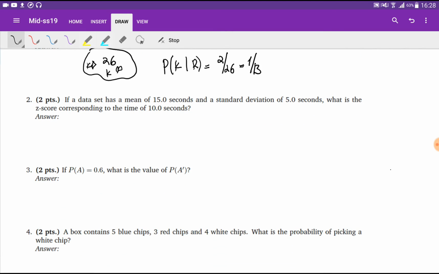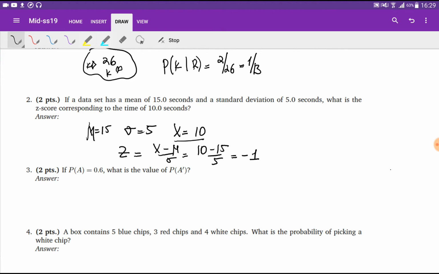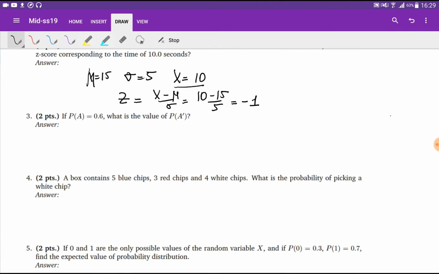In this second problem, we need to calculate the standard score. We're given the mean is equal to 15, standard deviation is equal to 5, and the point x is given as 10. So we need to calculate the standard score for this x, which is x minus mean divided by sigma, or 10 minus 15 divided by 5, which will be equal to minus 1. In the next problem, we need to calculate the probability of the complement of the event. This is equal to 1 minus probability of A. So this is given as 0.6, that is why it will be 0.4.